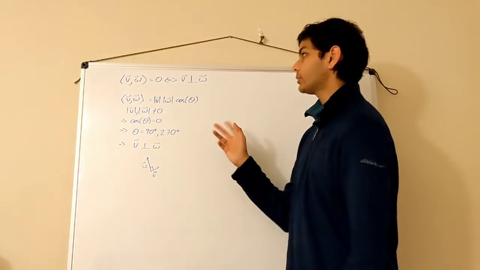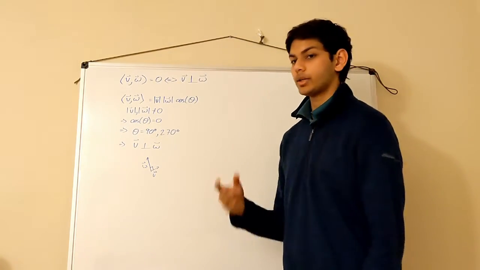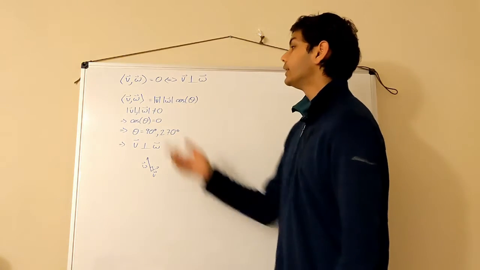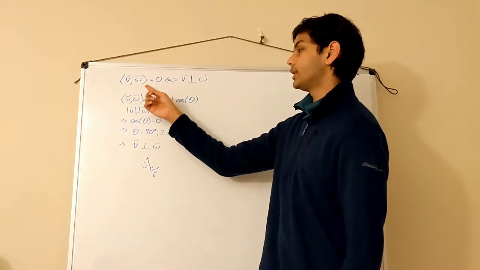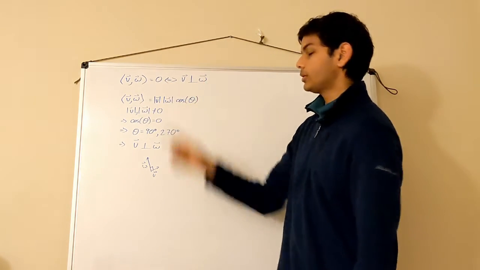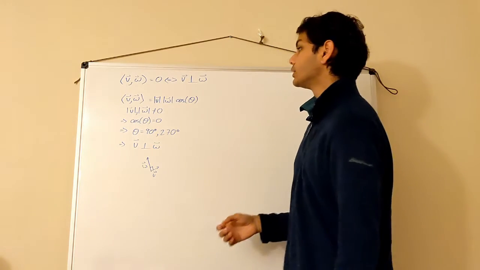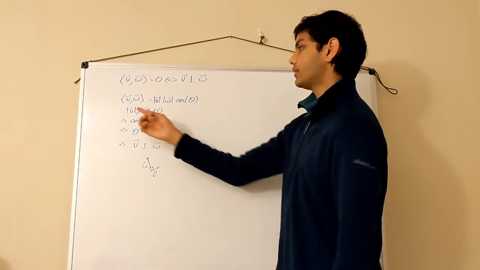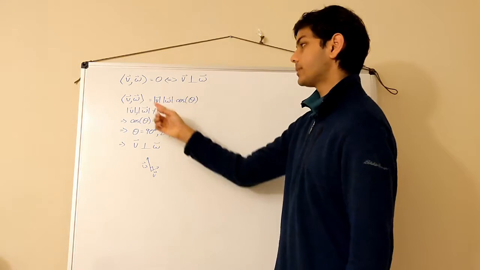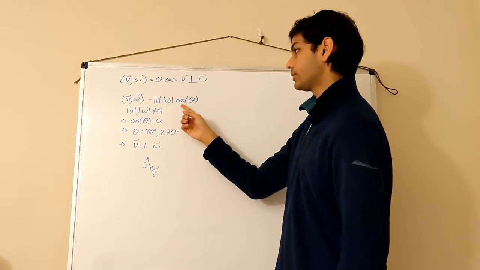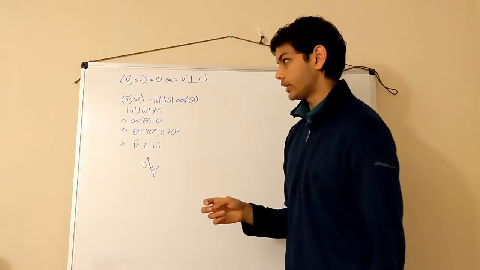Okay, so here's a quick proof of a property of the inner product that we'll be using extensively later on. And that is if the inner product of v and w is 0, then v and w are perpendicular vectors. So the way you prove this is we derived earlier that the inner product is the absolute value of v times the absolute value of w times the cosine of the angle between them.